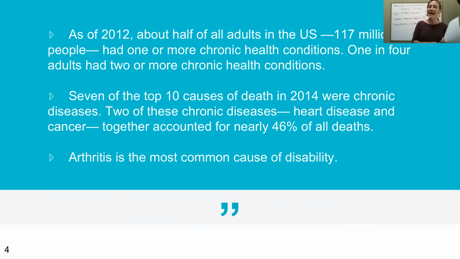As of 2012, half of all Americans in the US have one or more chronic health conditions. It is not a small field. One in four have two or more. Seven of the top 10 causes of death were chronic diseases, and two of them, heart disease and cancer, account for 40% of all deaths. To specialize in these is not a small field, and it's in high demand.